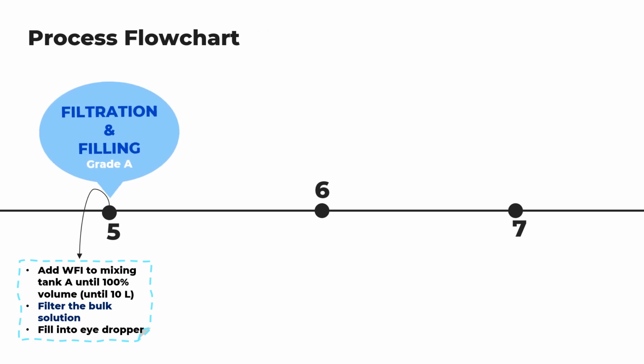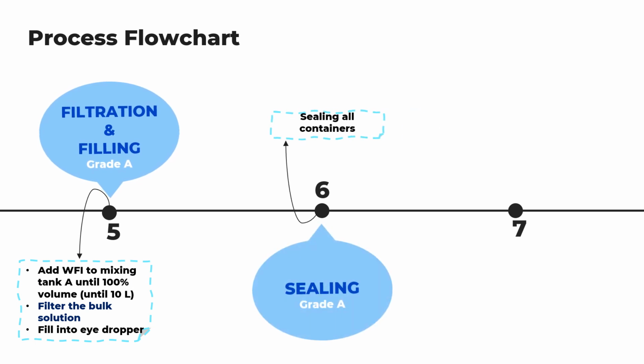Firstly, the solution in mixing tank A is added with water for injection until the desired volume. Then, the bulk solution undergoes filtration and filling into the eyedroppers. Then all the containers are sealed with a sealing machine.